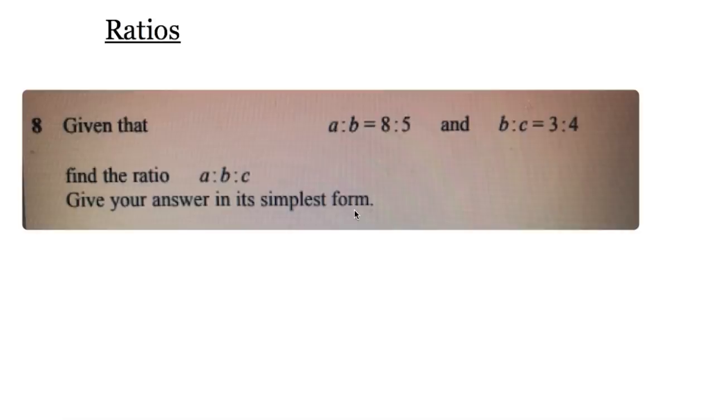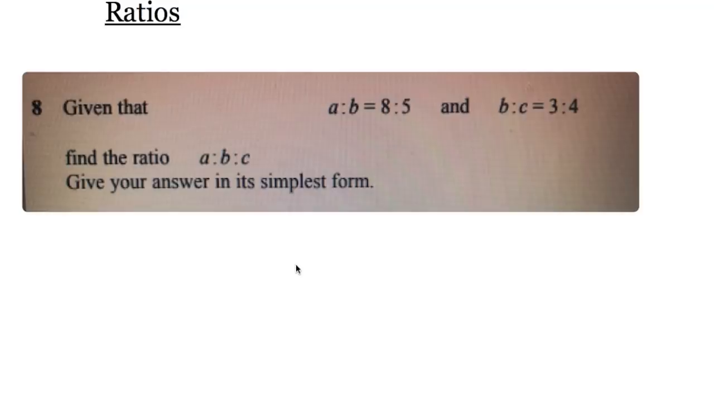So the first one says, given that a to b equals 8 to 5 and b to c equals 3 to 4, find the ratio a to b to c, and give your answer in its simplest form. So this is a bit of a warm-up question. The other ones are going to be a bit more difficult than this one.